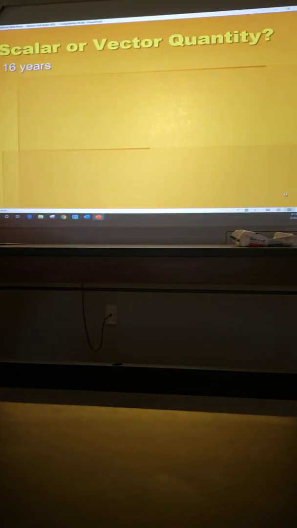Okay, so let's do a quick check. On your paper, I think you have a little blank. Take a second and put an S if you think it's scalar. Put a V if you think it is vector. So on your notes, you're just going to be writing S or V by those different quantities. We're going to decide if they're scalar or vector.